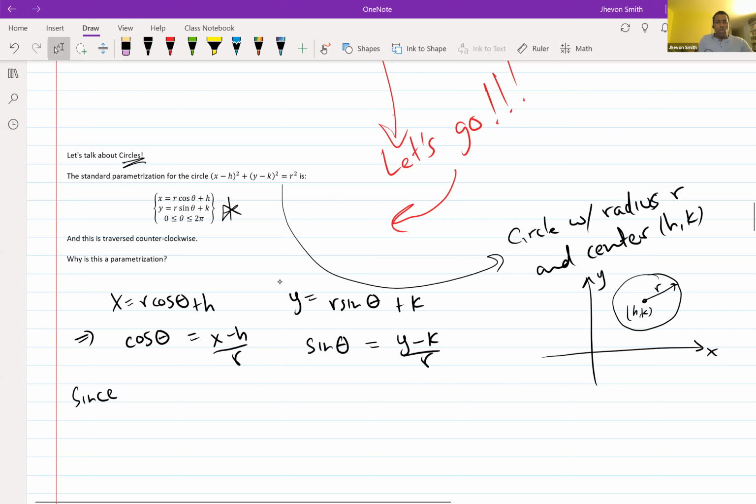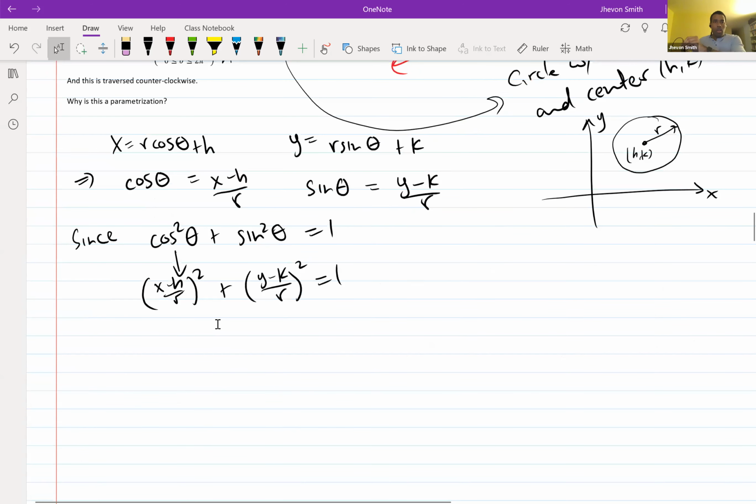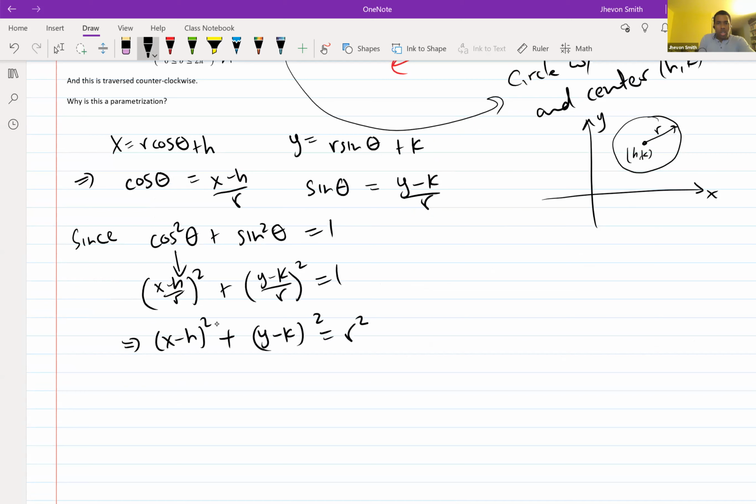And so, since we know that cosine squared theta plus sine squared theta equals 1, we can obtain x minus h over r squared plus y minus k over r squared equals 1. And so that would actually give us x minus h all squared plus y minus k all squared equals r squared, if I just multiply both sides by r squared.